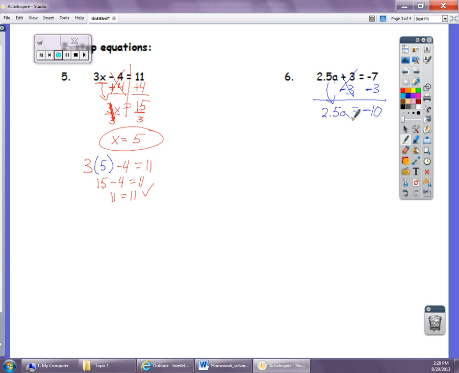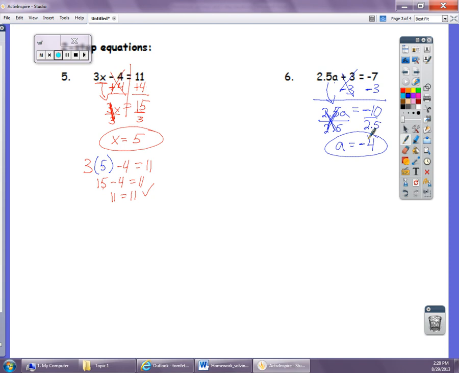So now we have 2.5a equals negative 10. So what we want to do is we want to divide, because we want to break them apart. So we want to divide by 2.5, divide by 2.5. So the 2.5's cross off. I'm left with a, and now negative 10 divided by 2.5 will give us negative 4.